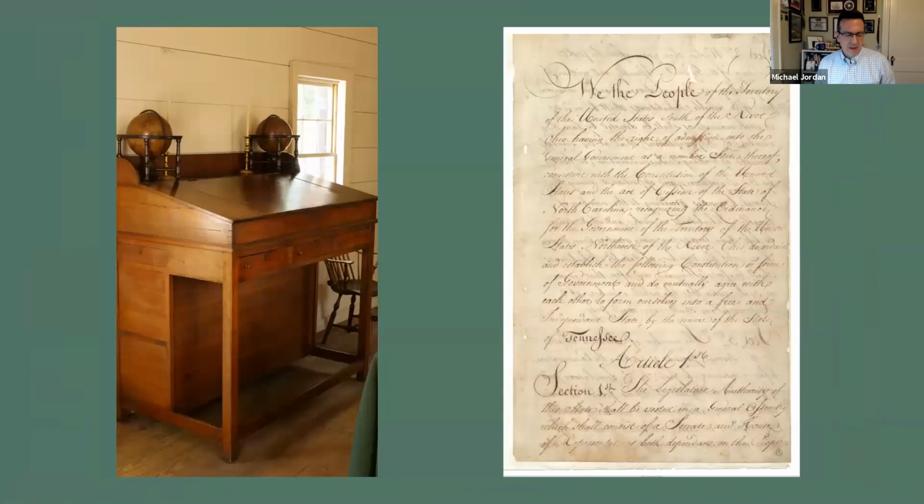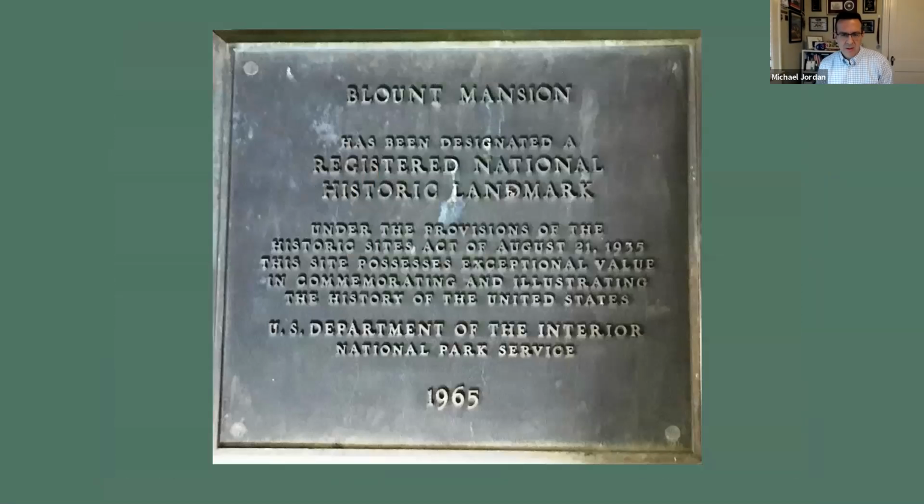But the thing that really sets Blount Mansion apart is its place as the birthplace of Tennessee. And this wooden desk that we have in Governor Blount's office is the actual desk that the Tennessee Constitution was signed on in 1796. And bear in mind that Tennessee will be 225 years old this June 1st. That's the 225th anniversary of the admission of the state into the Union. And so that's why we're a National Historic Landmark.